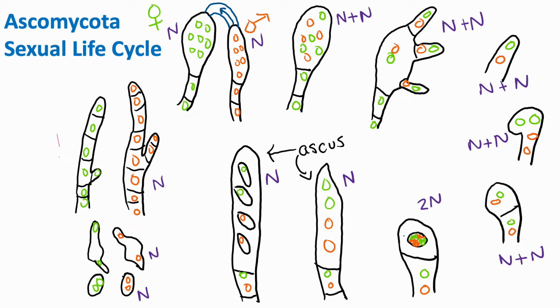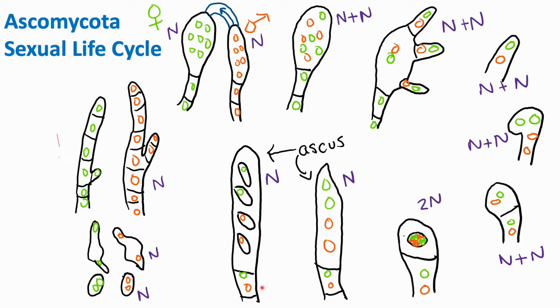Ascomycota is a phylum of fungi that undergoes both a sexual and an asexual life cycle. When we talk about sexual life cycles, we refer to them as teleomorphic, but when we talk about asexual life cycles, we refer to that as anamorphic. So anamorphic is asexual and teleomorphic is sexual. Right here, we're going to talk about the teleomorphic or the sexual life cycle of the Ascomycota, also known as the sac fungi. And we will also learn the reason behind the name of this phylum of fungi.